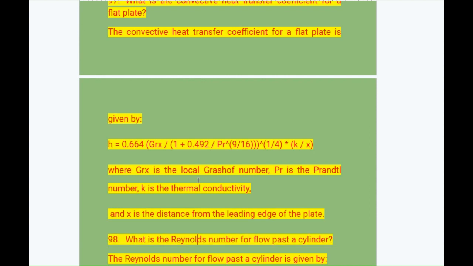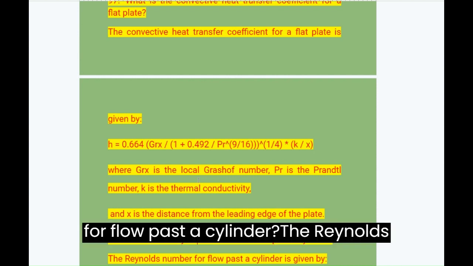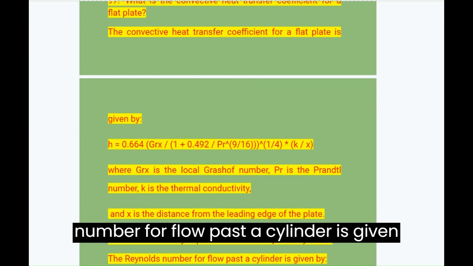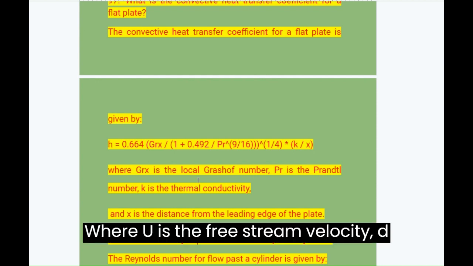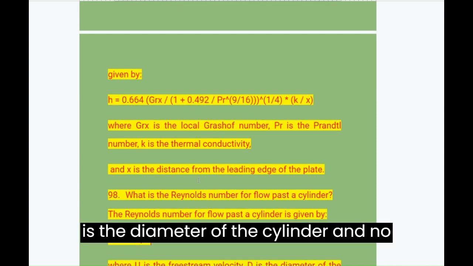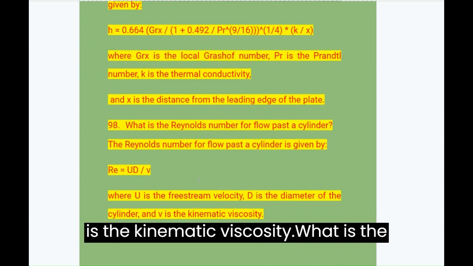What is the Reynolds number for flow past a cylinder? The Reynolds number for flow past a cylinder is given by Re = UD/nu, where U is the free stream velocity, D is the diameter of the cylinder, and nu is the kinematic viscosity.